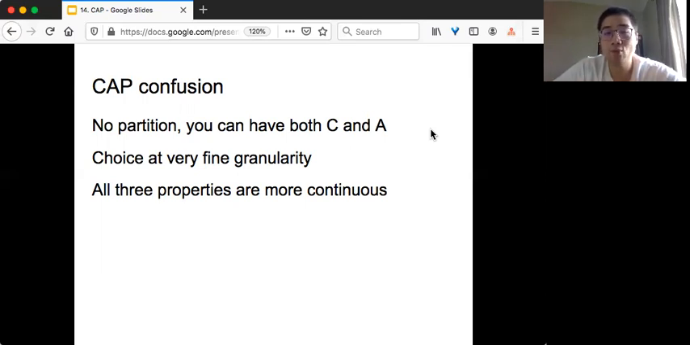And the third one is that the way the CAP theorem was stated, or conjectured, it's always binary. Either you have C or you don't have C. Either you have A or you don't have A. But in practice, it's more like a continuous spectrum. And how to model that? That's actually a very good open question.